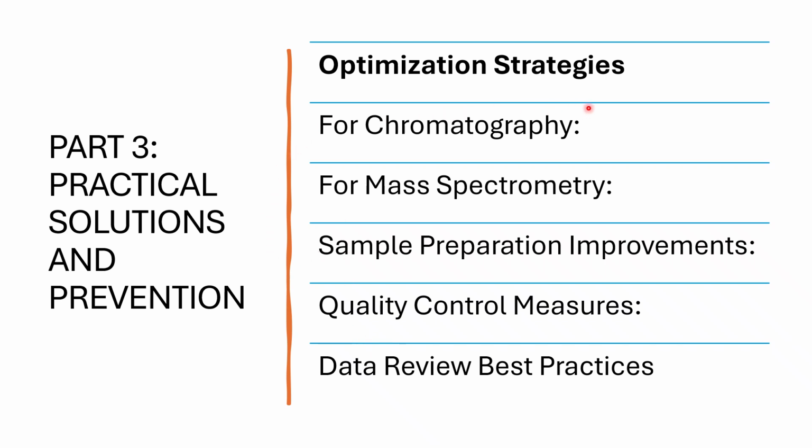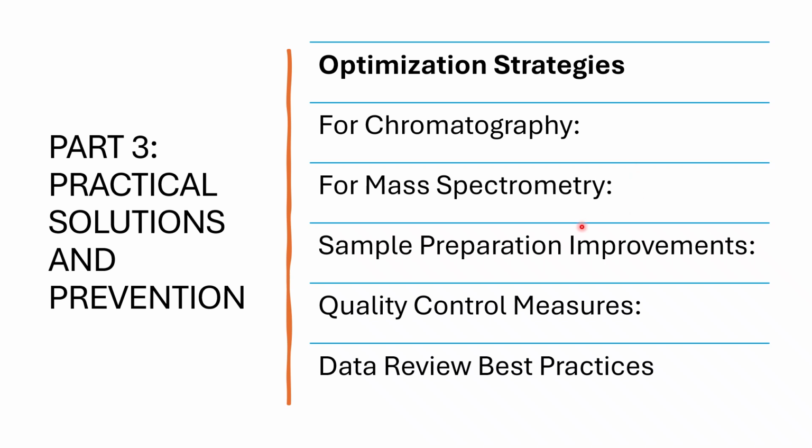So coming to optimization strategies. So for chromatography, improve separation by optimizing your mobile phase composition or temperature gradient. Extend gradient times if necessary to separate critical pairs. In GCMS, select columns with appropriate polarity and film thickness. Consider two-dimensional chromatography for complex matrices.